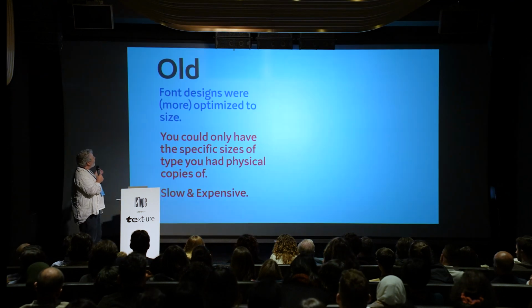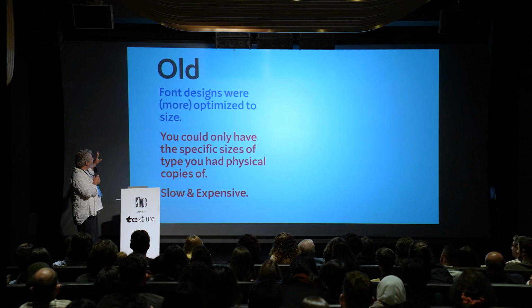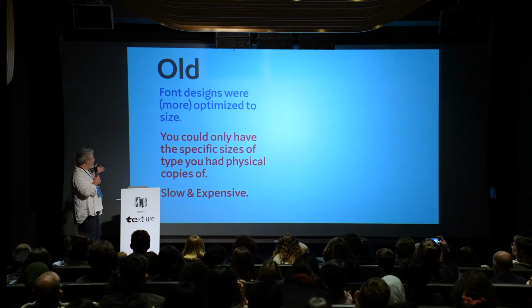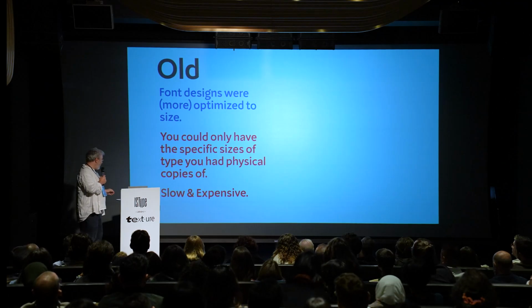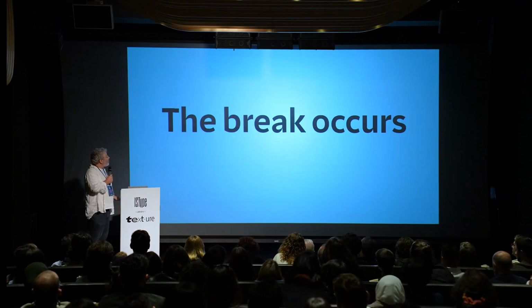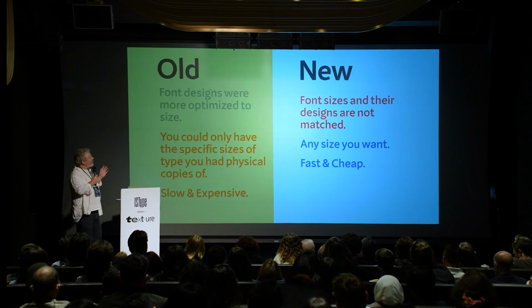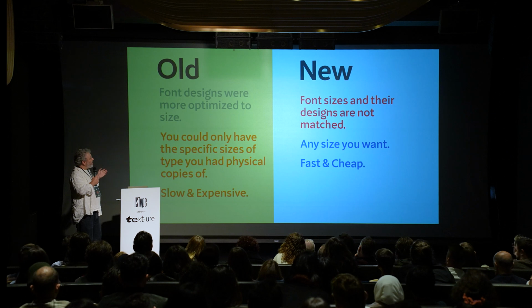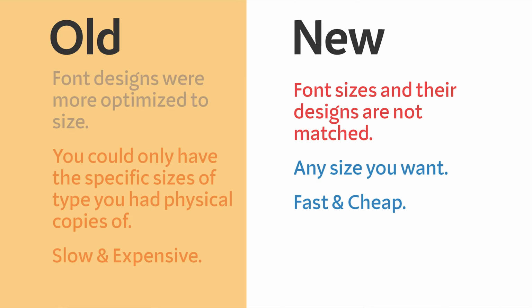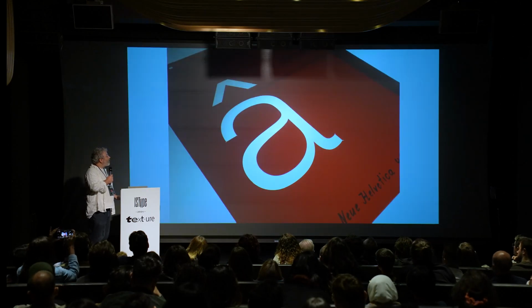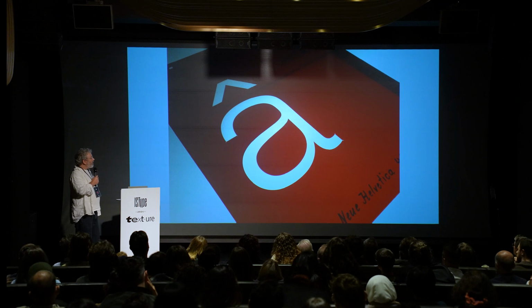In the old way, we had font designs that were more or less optimized for size, but we had some problems. You could only have specific sizes of type and just the ones that you had copies of. And it was very slow and very expensive. And so then we get this break. And the break occurs with the new. The new, we get font sizes and designs that are not matched to optical size, but you can have any size you want, and you can have it fast, and you can have it cheap. And this is progress of a kind.